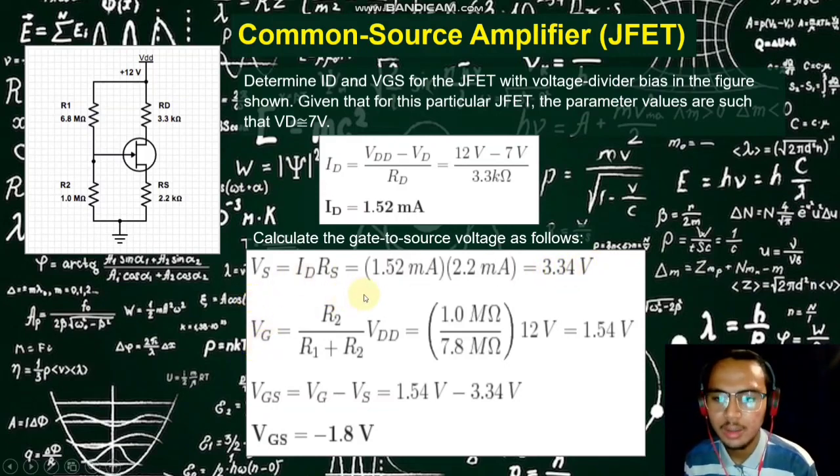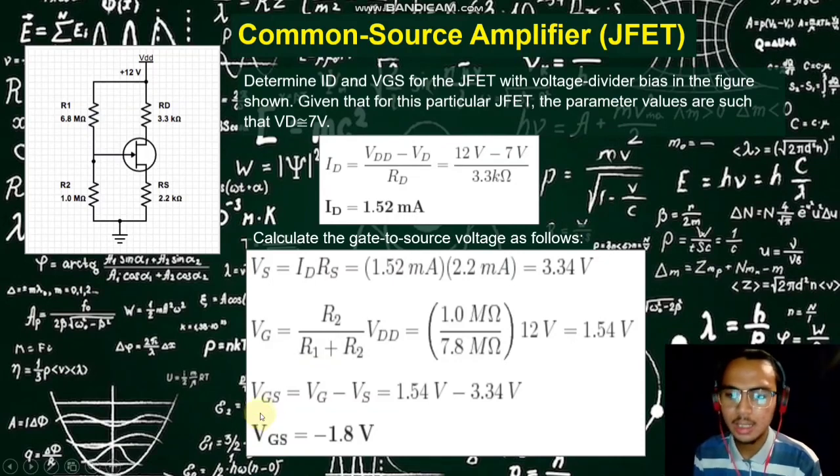For VG it is R2 over R1 plus R2 times VDD. Okay, R2 is 1.0 mega and R1 is 6.8 mega, and then we have to sum these values. We will get 7.8 mega ohm, and then we divide 1.0 mega ohm by 7.8 mega ohm, and times VDD which is 12 volt, and we will get 1.54 volt for VG.